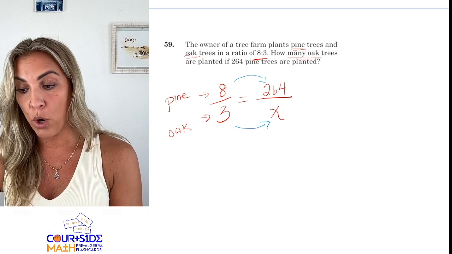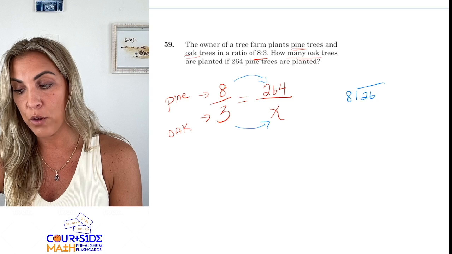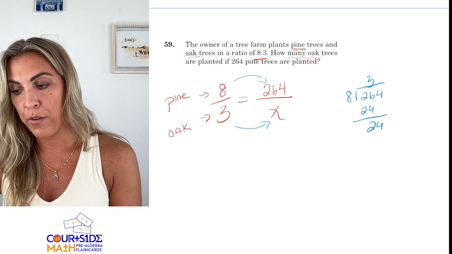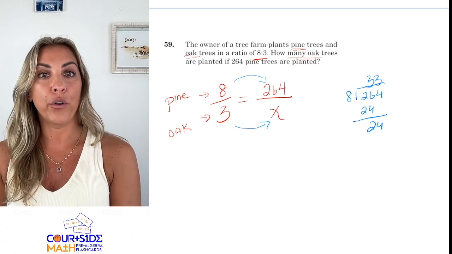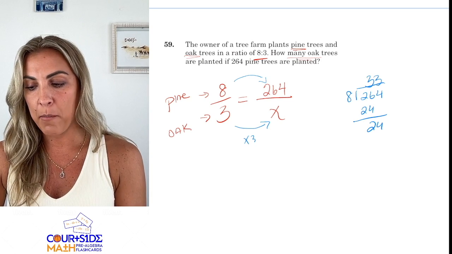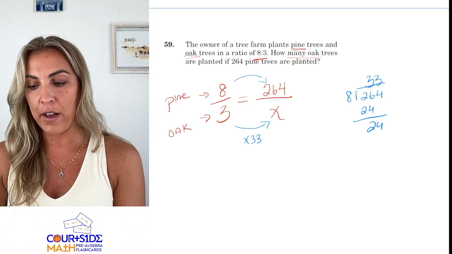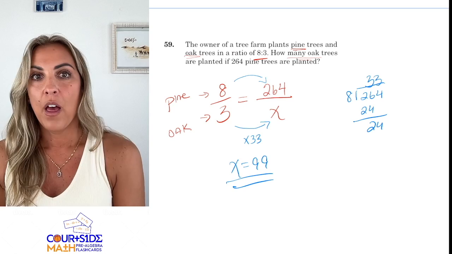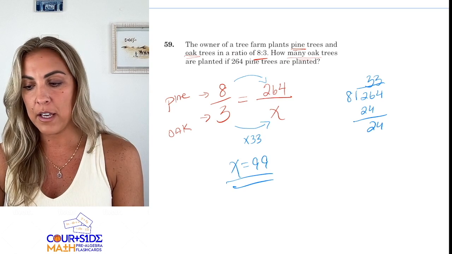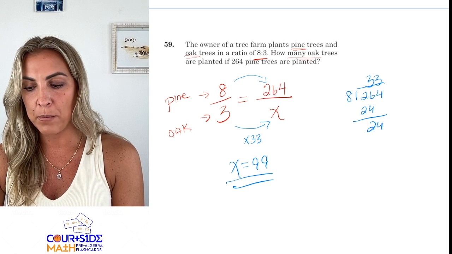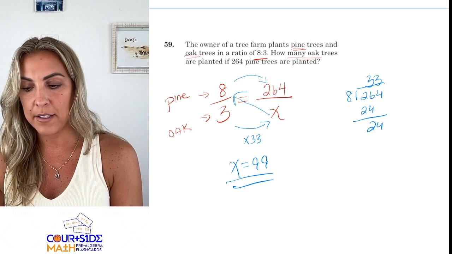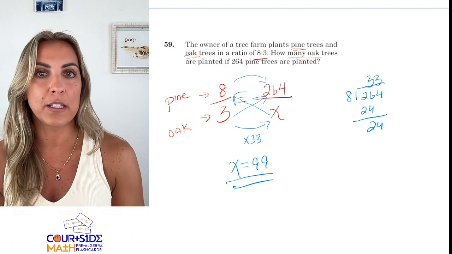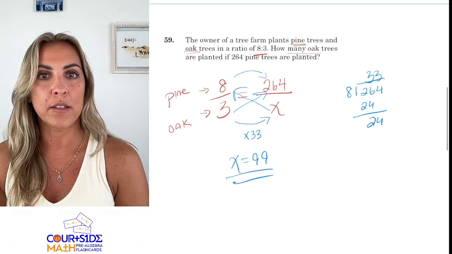So remember, you don't have a calculator on the SHSAT, so if you come over on the side, we can do the multiplication, and we'll find out that 8 goes into 264 33 times. So that means that if I multiply 3 by 33, I'll find the value of x. So there are 99 oak trees. All right. Another way you could have solved this is, for a proportion, you can cross multiply. So I could have gone 8 times x equals 8x, and then 3 times 264, and then you solve a one-step equation. So your choice on how you want to solve that.